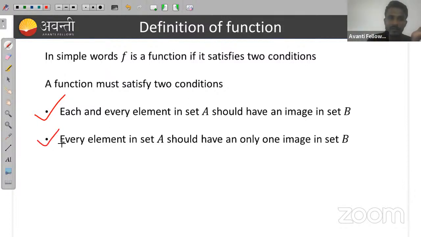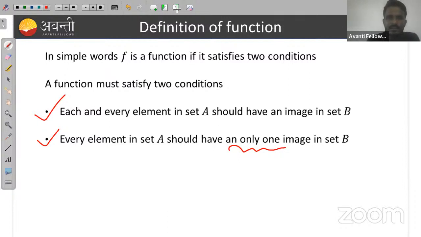So again, the point is uniqueness. Each element of A should have an image in B, and every element in set A should have one and only one image in set B. I hope this is clear and understood by everyone. ठीक है, सबको समझ में आ रहा है? I hope everyone is clear on this definition.